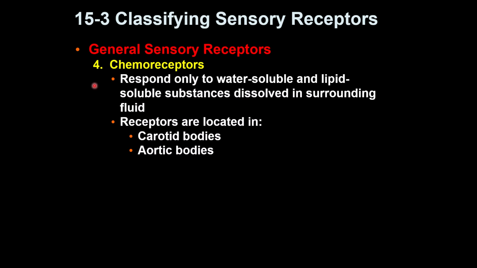Then the fourth type of general sensory receptors are chemoreceptors, and these detect water soluble or lipid soluble substances. The best example is oxygen and carbon dioxide, and those receptors are located in the carotid body and also in the aortic body, so in the carotid artery and aorta. But there are other receptors too.